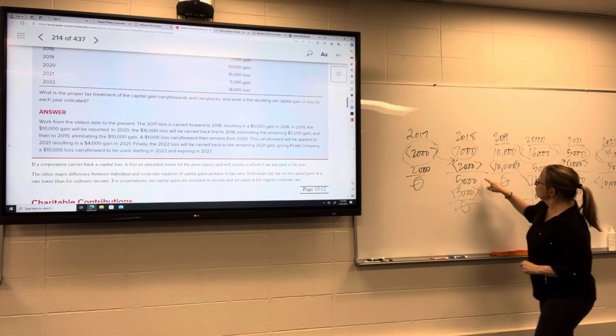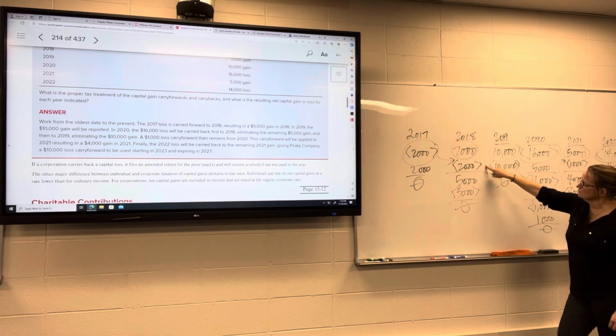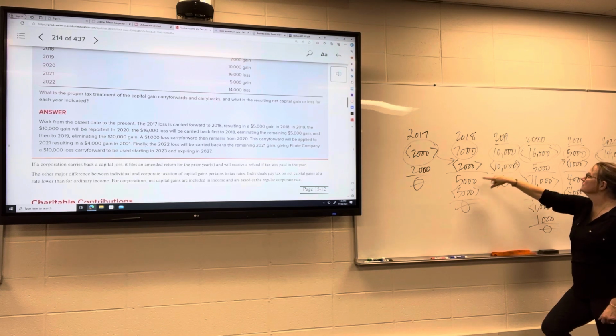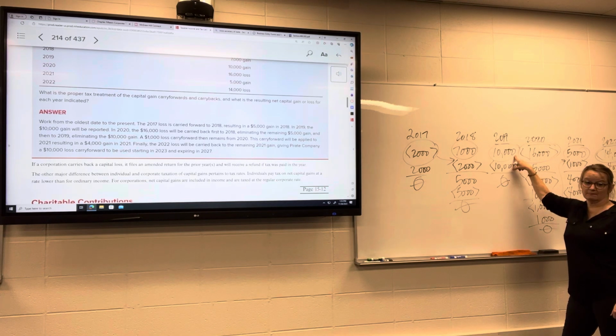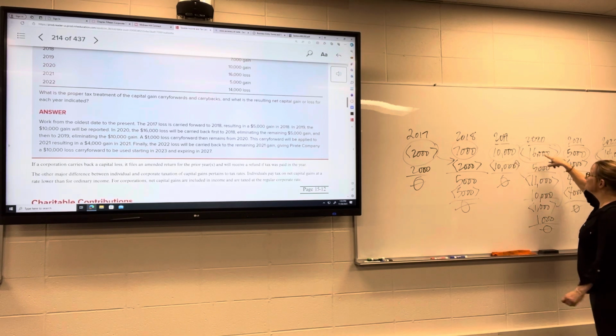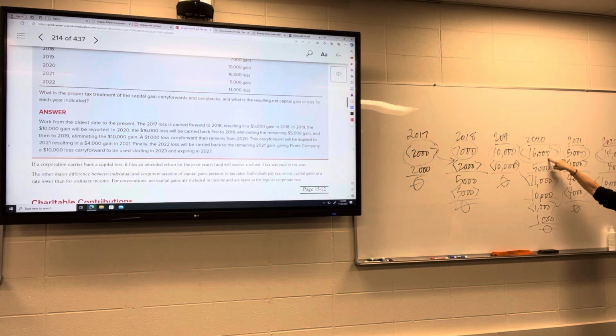Okay, so in 2018, we paid tax on a $5,000 gain. In 2019, we had another gain of $10,000, so we had to pay tax on that. Well, in 2020, we had a $16,000 loss.